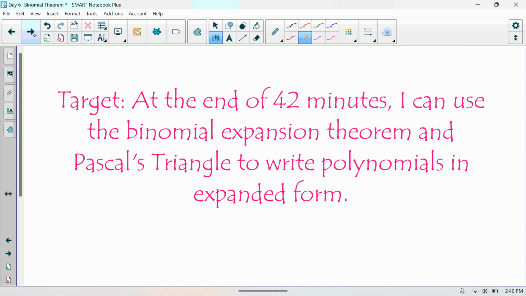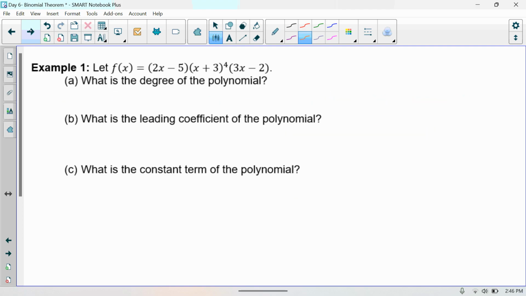So our target is, at the end of 42 minutes, I can use the binomial expansion theorem and Pascal's triangle to write polynomials in expanded form. So we're starting off with just a little bit of a review here. I'm looking for the degree. And remember that this polynomial is in factored form. So when your polynomial is in factored form, you are going to add the highest exponent from each piece. So 1 plus 4 plus 1, my degree would be 6.